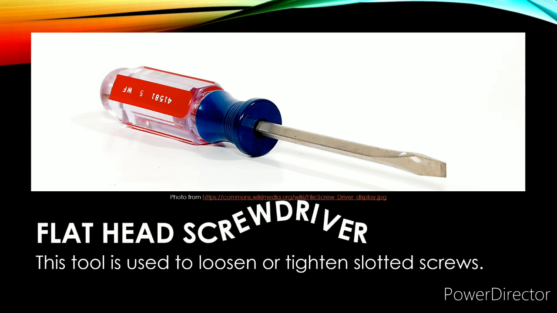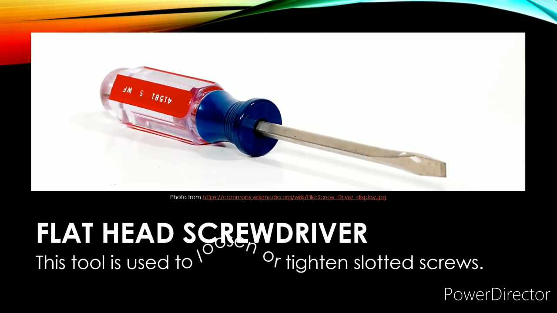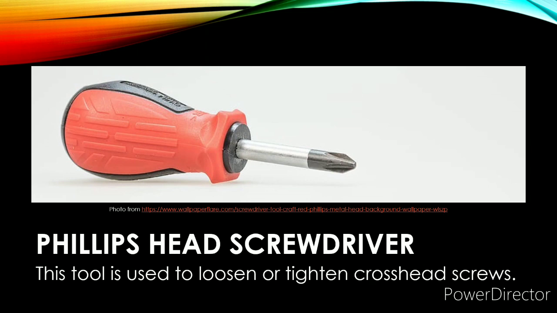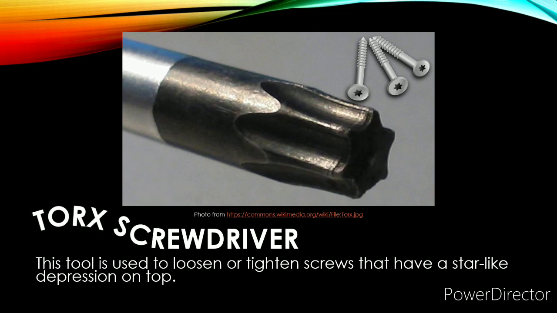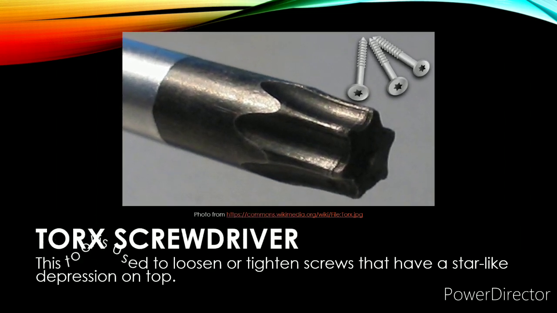Flathead screwdriver. This tool is used to loosen or tighten slotted screws. Phillips head screwdriver. This tool is used to loosen or tighten crosshead screws. Torx screwdriver. This tool is used to loosen or tighten screws that have a star-like depression on top.